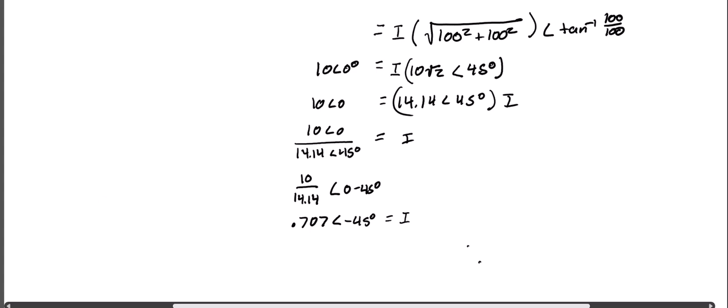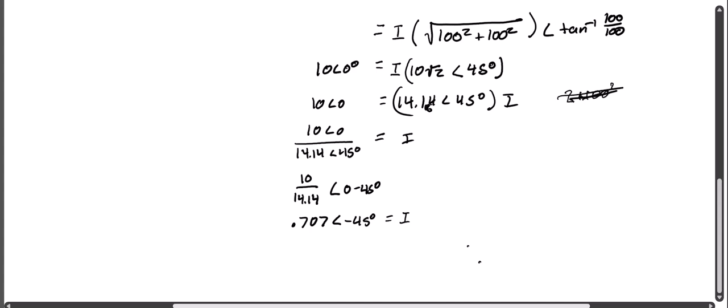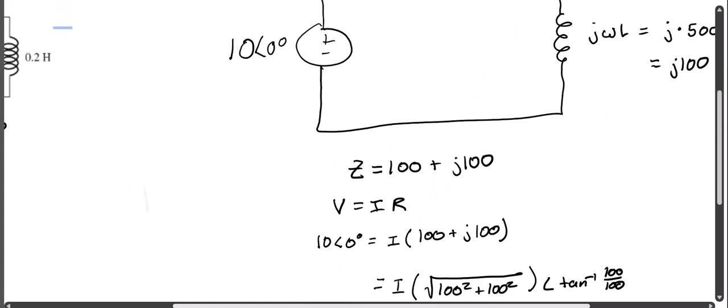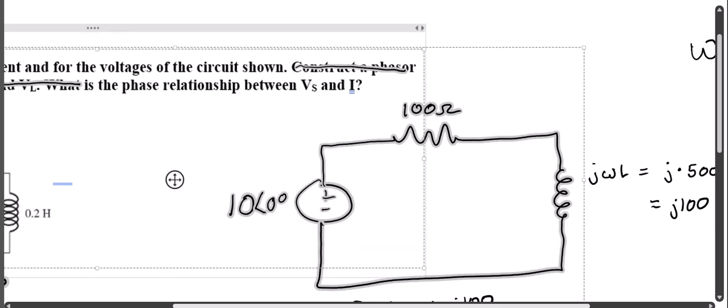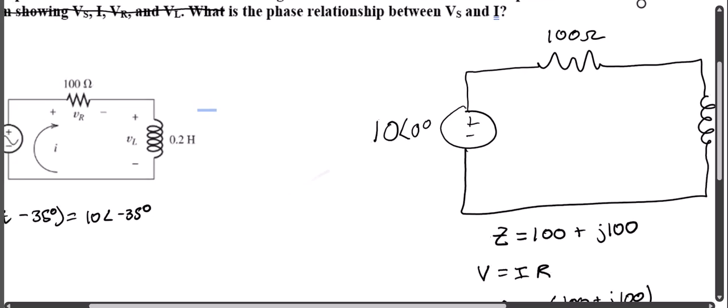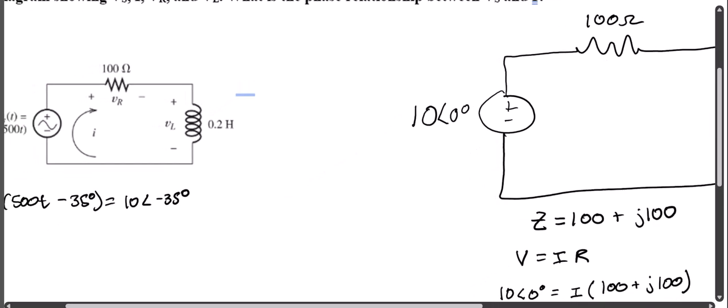The square root of 100 squared plus 100 squared should be 2 times 100 squared. Oh, right, thank you, the decimal was in the wrong place. Yep, 141, so it should be a 0 there. And this is going to be in amps. Then it also asks us for the voltage across the resistor and the voltage across the inductor.